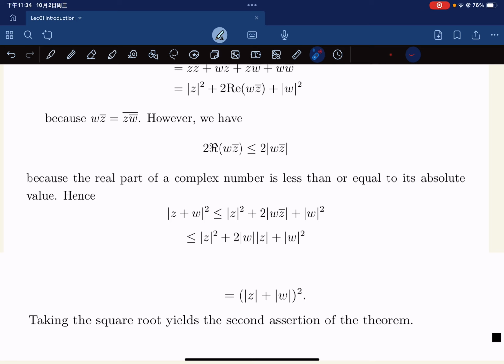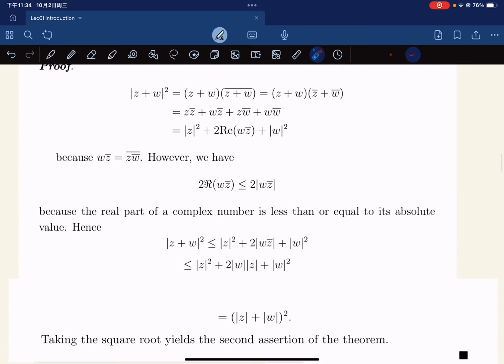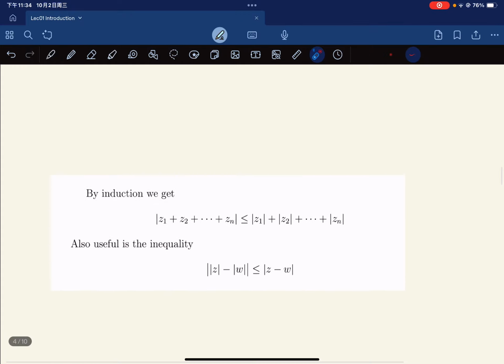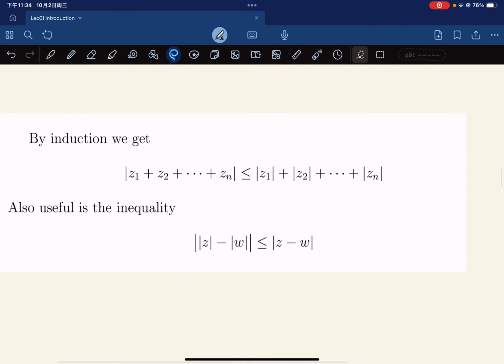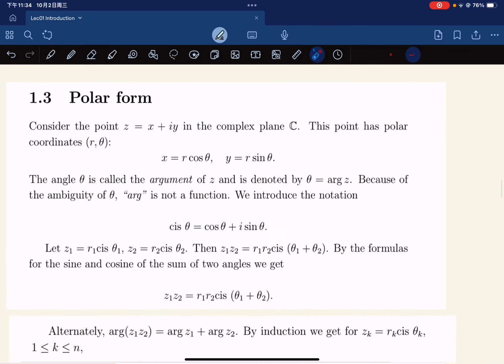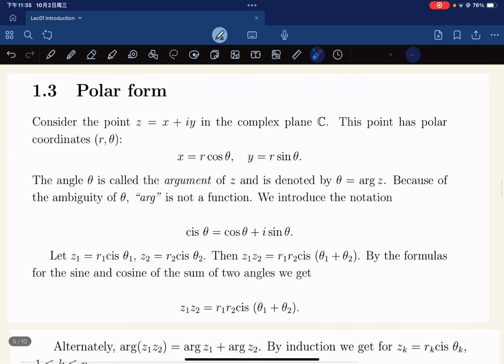Thus, we can introduce this inequality, which is equal to this, right? And we take the square root of both sides, right? We have this thing less than or equal to this. Take the square root of both sides, because this is our result. So by induction, we can have this is true, obviously, and we also have the useful inequality here that should be noted, okay?